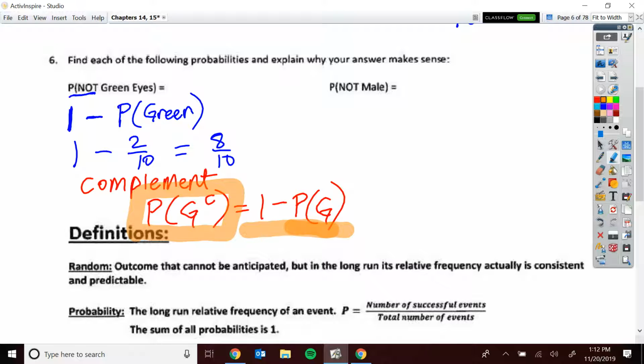Okay, so let's take a look at the males. What's our complement of males? Not males is what? Females. So the complement of males is females, which did we have 50-50 in here? 5 out of 10. Okay, very good.